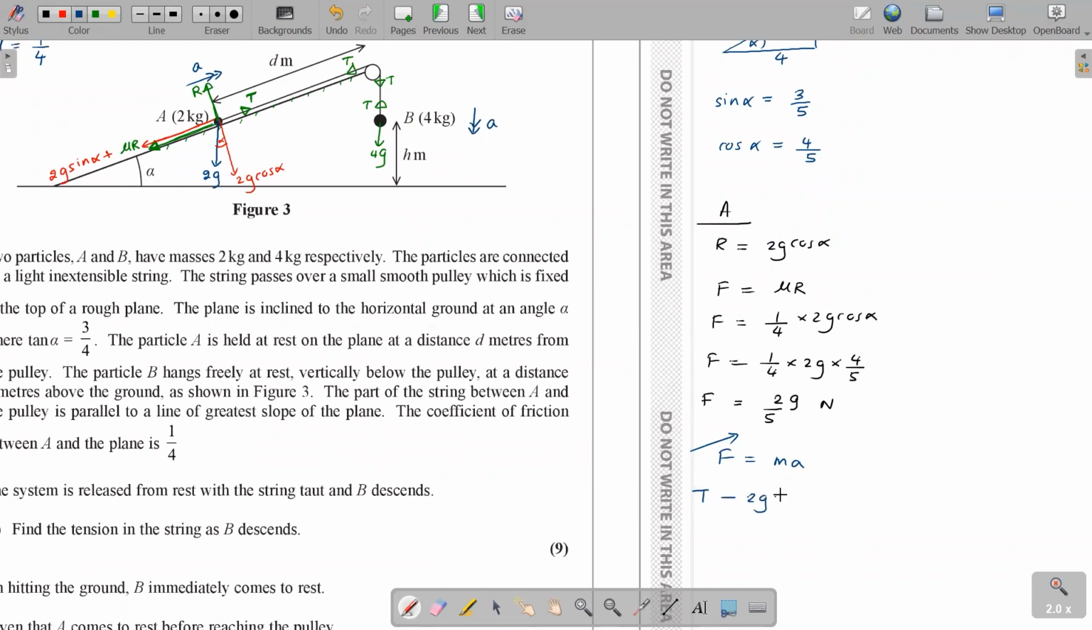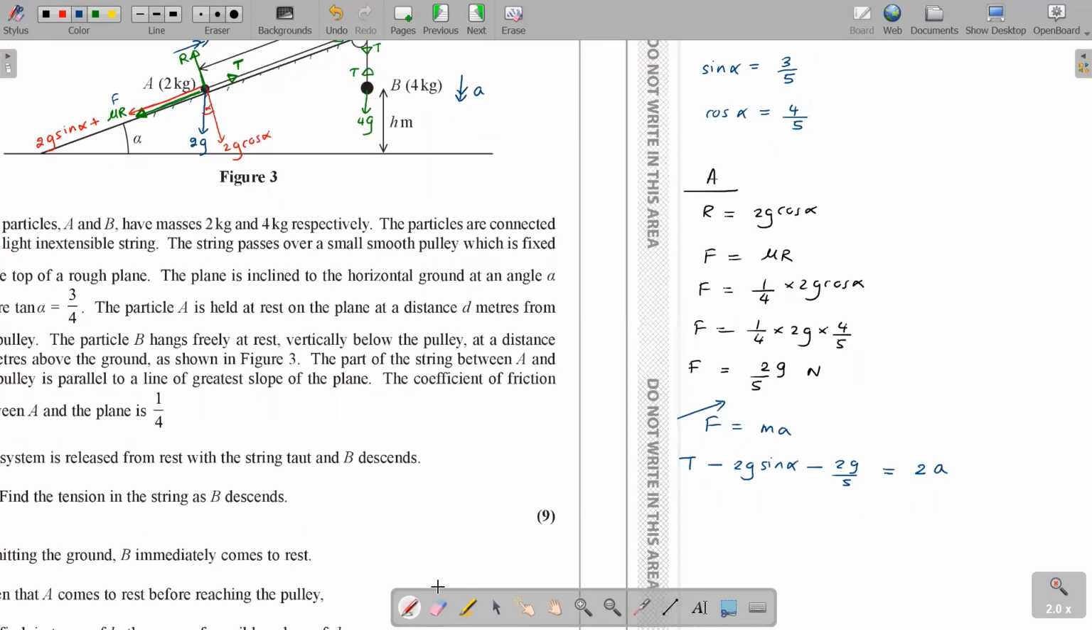Minus 2G sin alpha minus the mu R, which is the friction. Mu R is the friction, which we found as 2G over 5. So tension minus 2G sin alpha minus mu R equals mass times acceleration. Mass is 2 kilograms, times acceleration A, which is an unknown. Let's simplify this slightly. T minus 2G sin alpha is 3 over 5, right? T minus 4G over 5 minus 2G over 5 equals 2A.